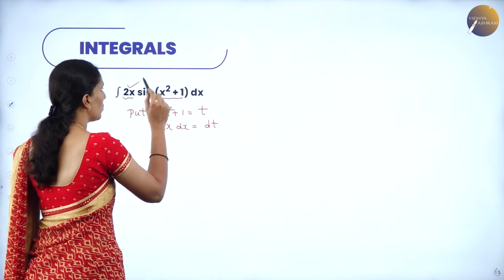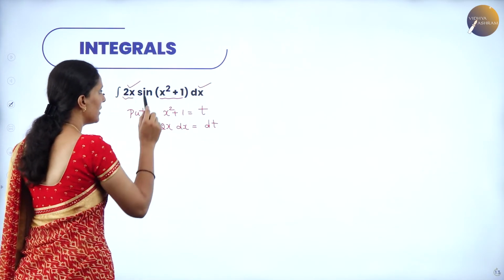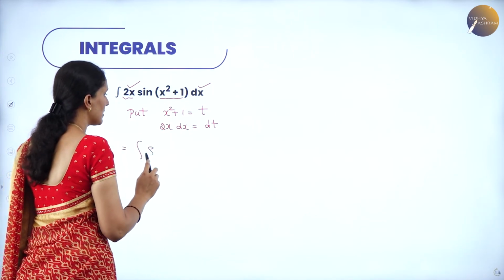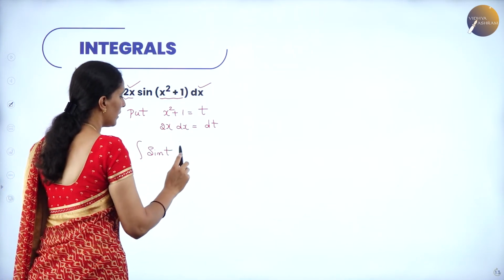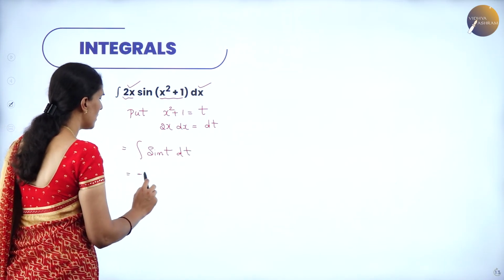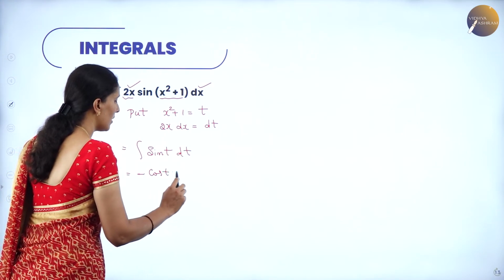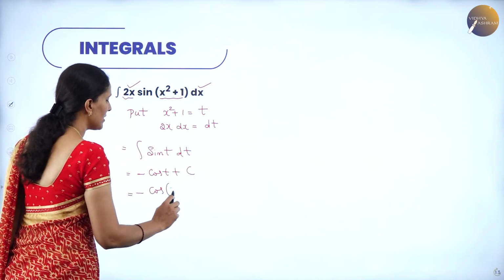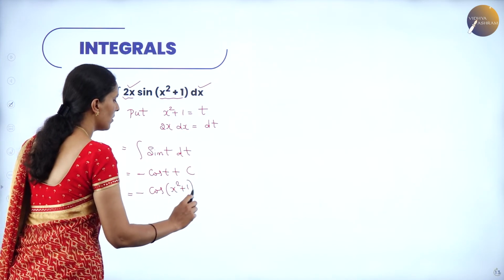So you can take 2x dx as dt, sine x square plus 1 as t. So we will get sine t dt. What is integral of sine t? It is minus cos t plus c. But what is t? T we have taken as x square plus 1 plus c.